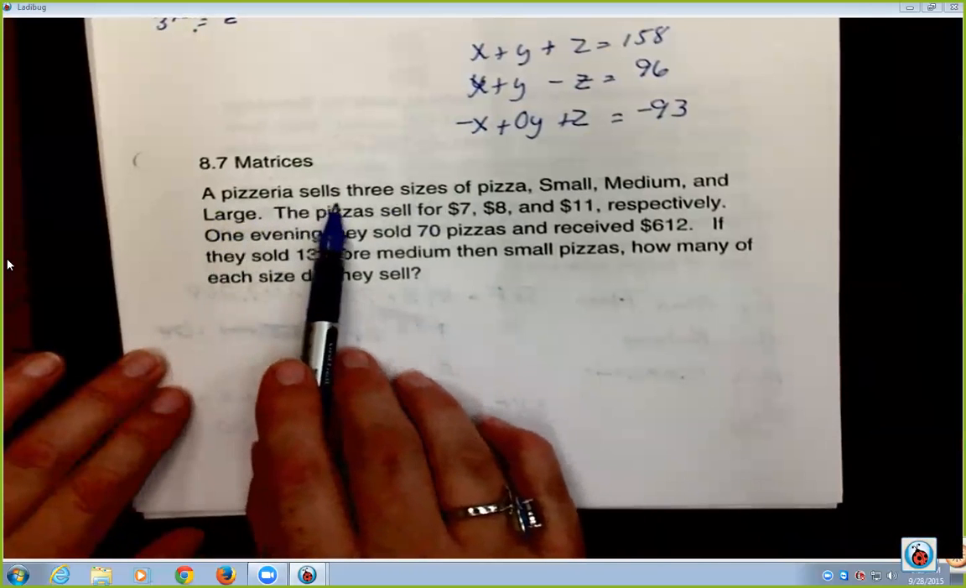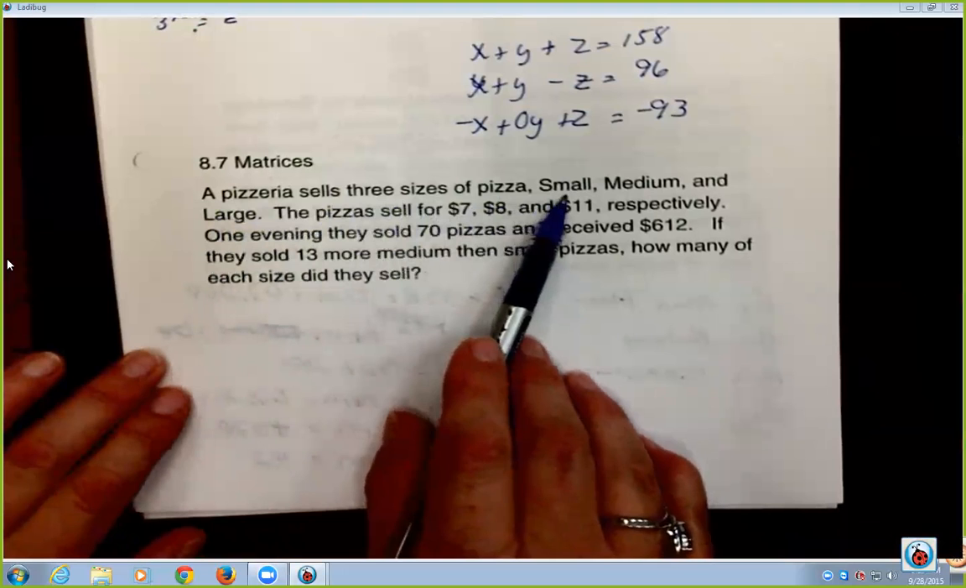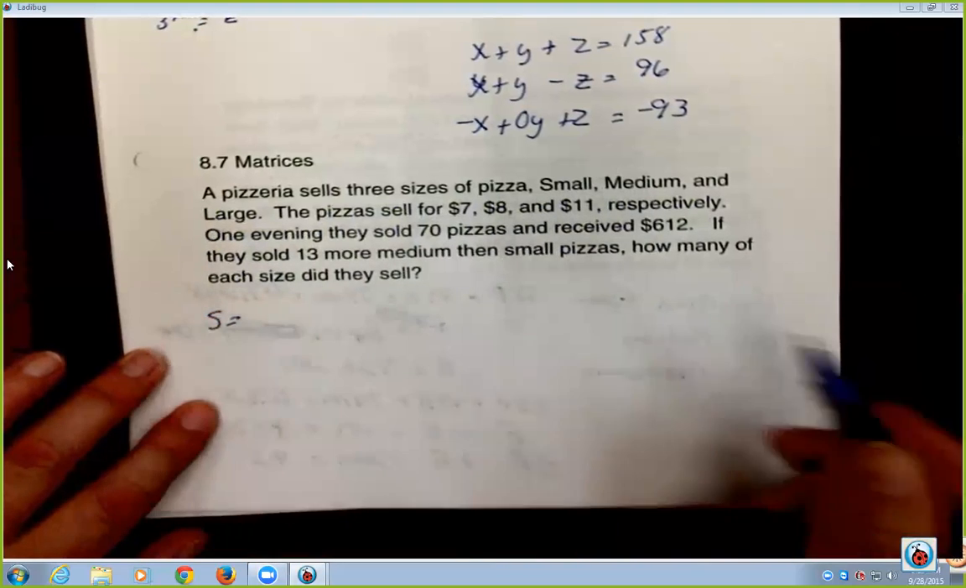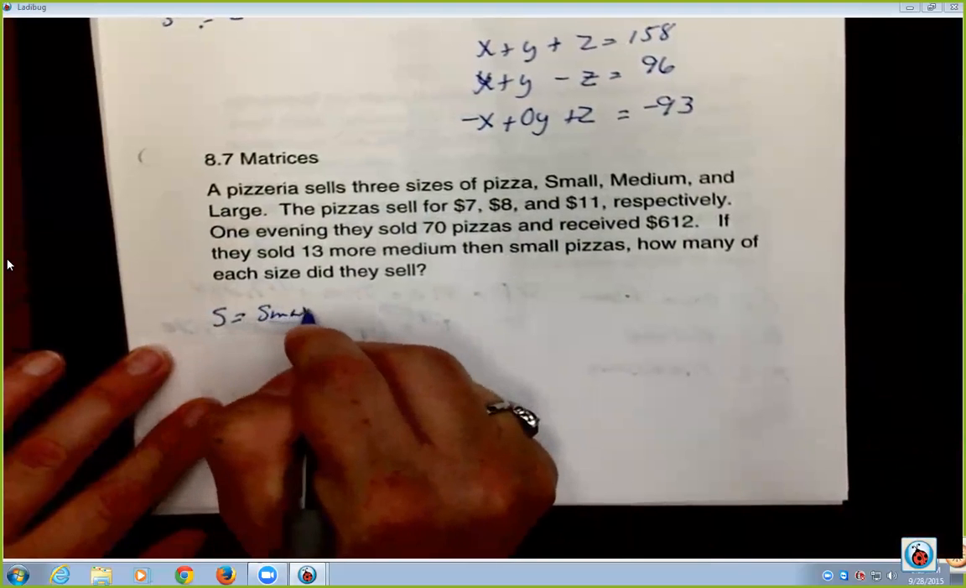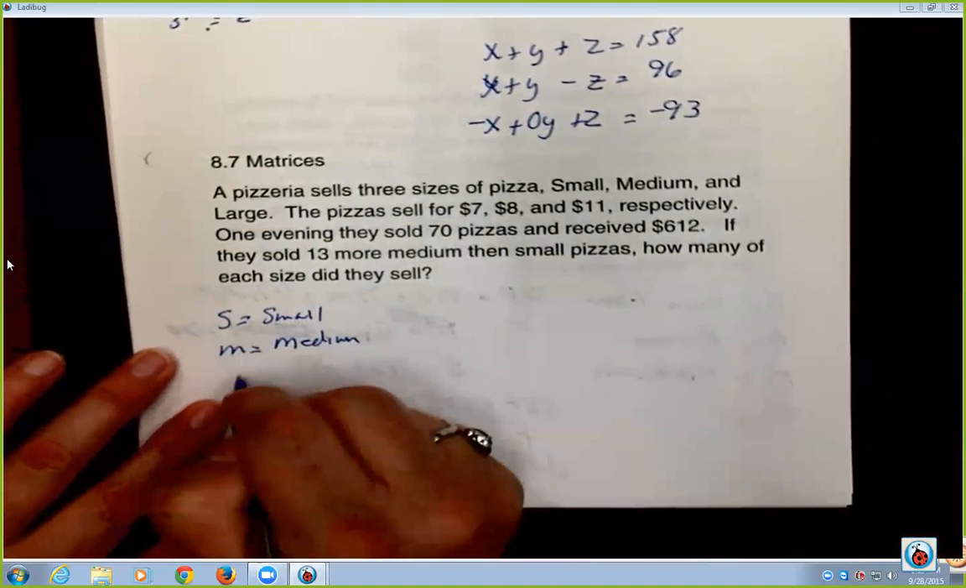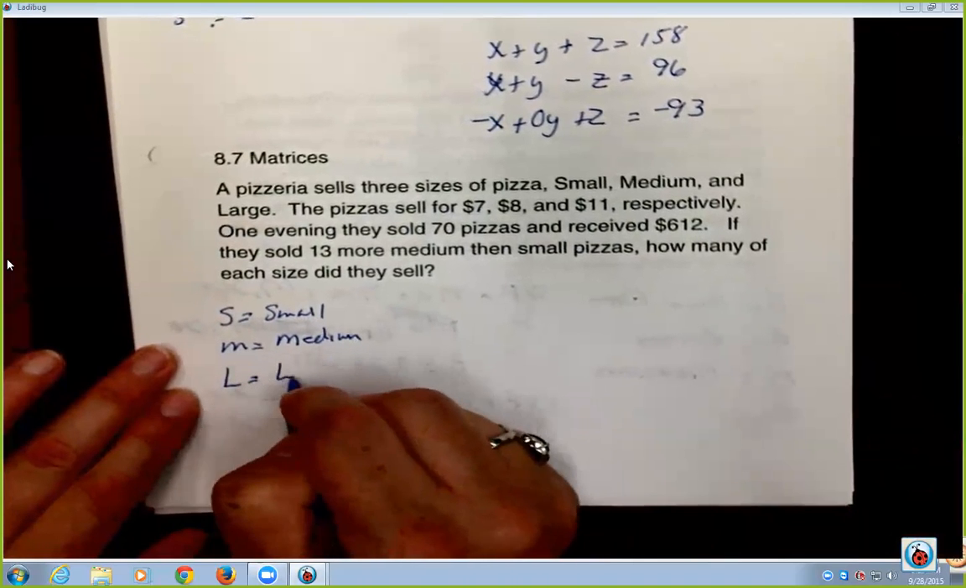It says the pizzeria sells 3 sizes of pizza, small, medium, and large. So a small is going to be S, a medium is going to be M, and a large is going to be L.